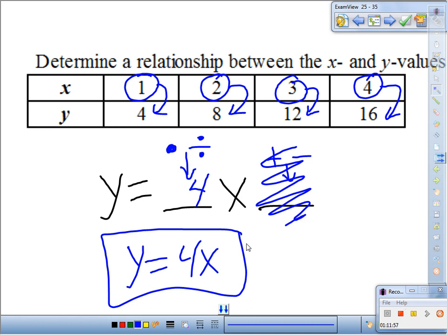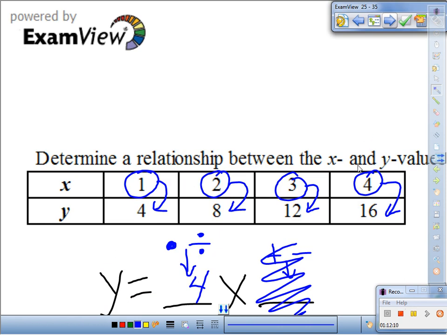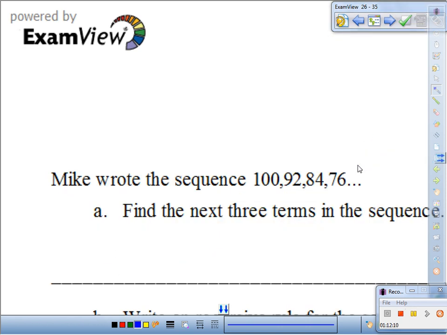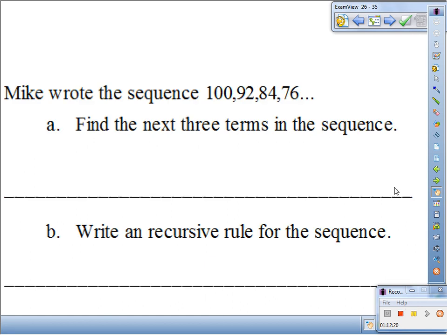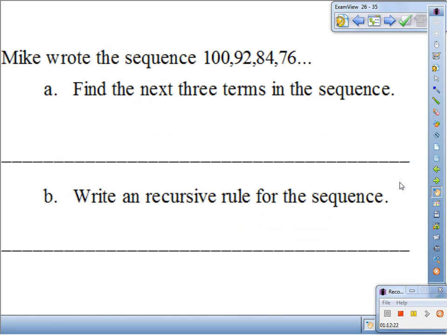Let's go to number 26. It says, Michael Jordan wrote the sequence 192, 84, 76. Find the next 3 terms in the sequence and write a recursive rule.